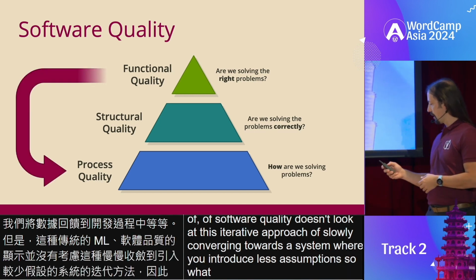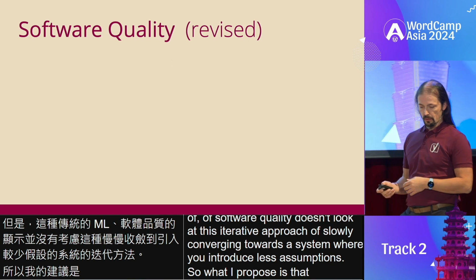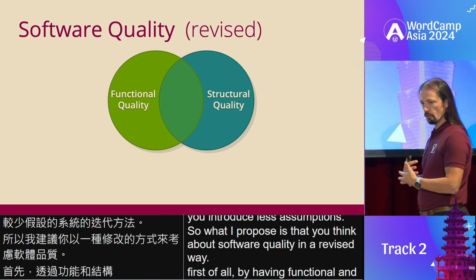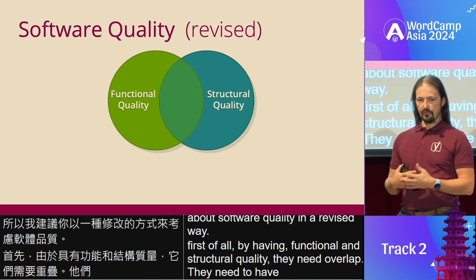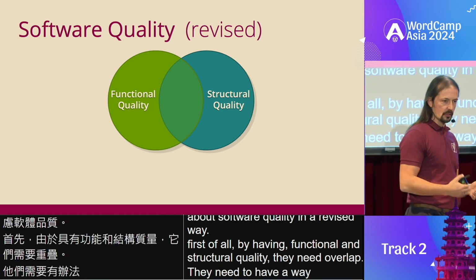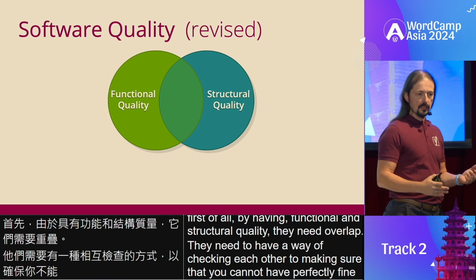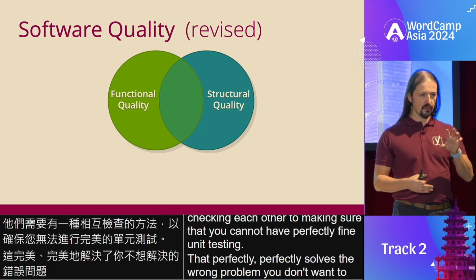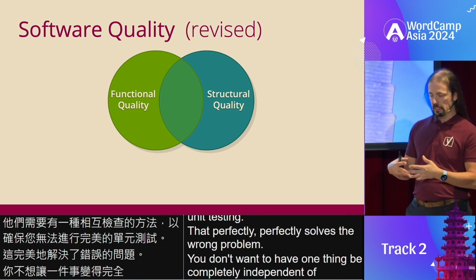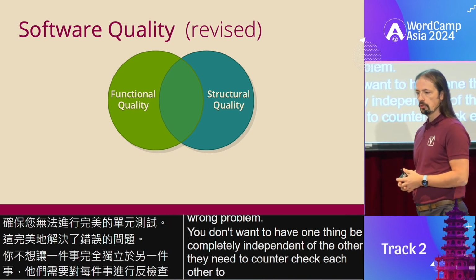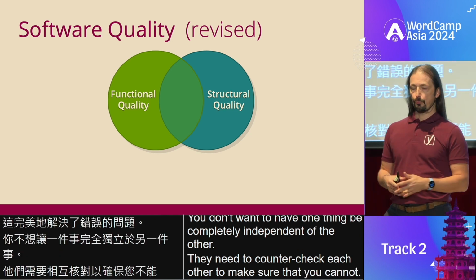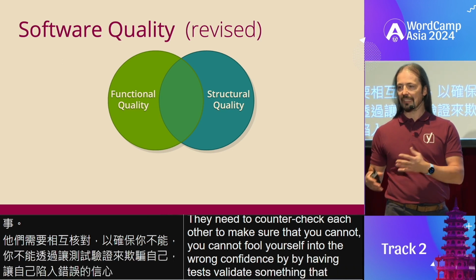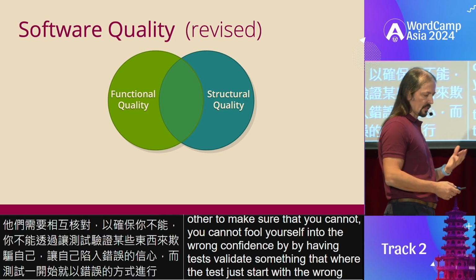So what I propose is that you think about software quality in a revised way. First of all, functional and structural quality need to overlap. They need to have a way of checking each other, so that you cannot have perfectly fine unit testing that perfectly solves the wrong problem. You don't want to have one thing be completely independent of the other. They need to counter-check each other to make sure that you cannot fool yourself into the wrong confidence by having tests validate something where the tests just start with the wrong expectations. So that's why there needs to be overlap.